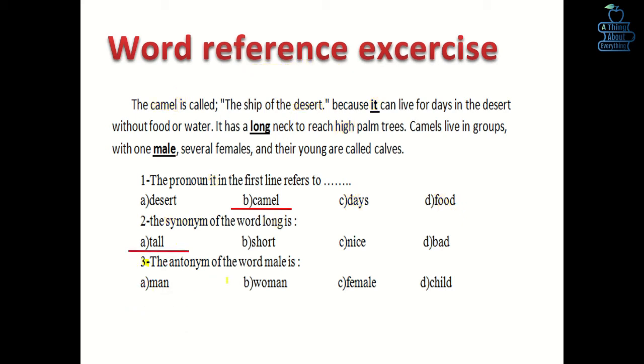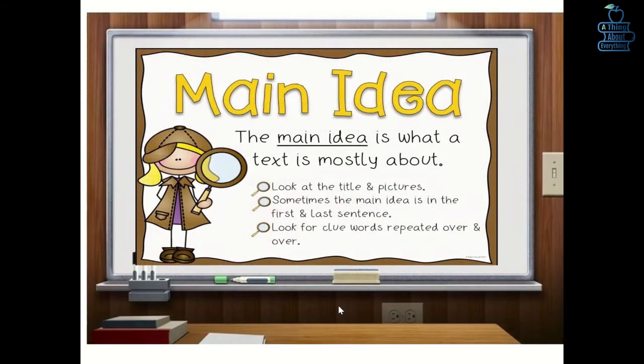Number 3 now. The antonym of the word "male" is... This is the word "male." I need now to find out the opposite of "male." "Camels live in groups with one male, several females, and the young are called calves." So here we have 4 choices: a man, woman, female, child. So the opposite meaning of "male" is "female."